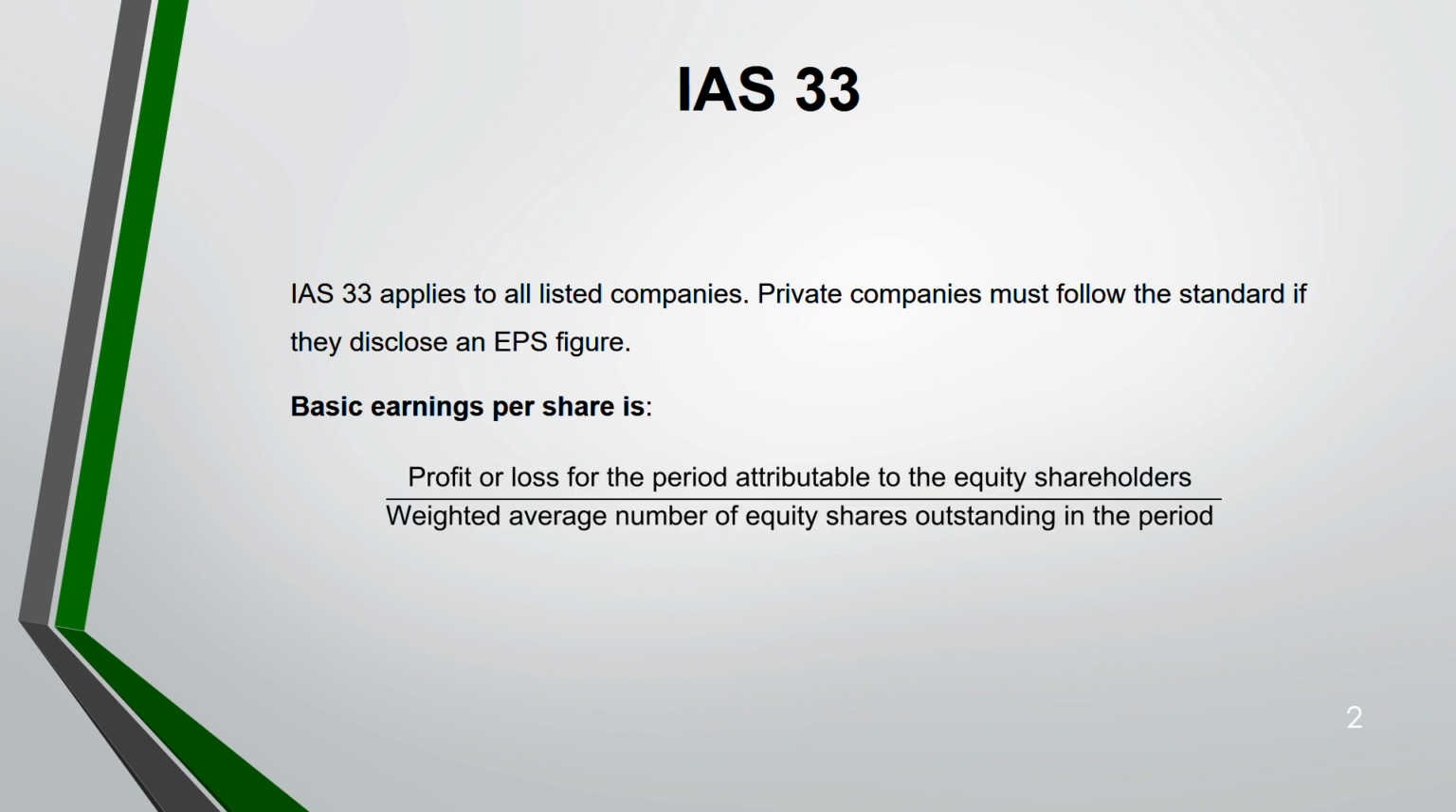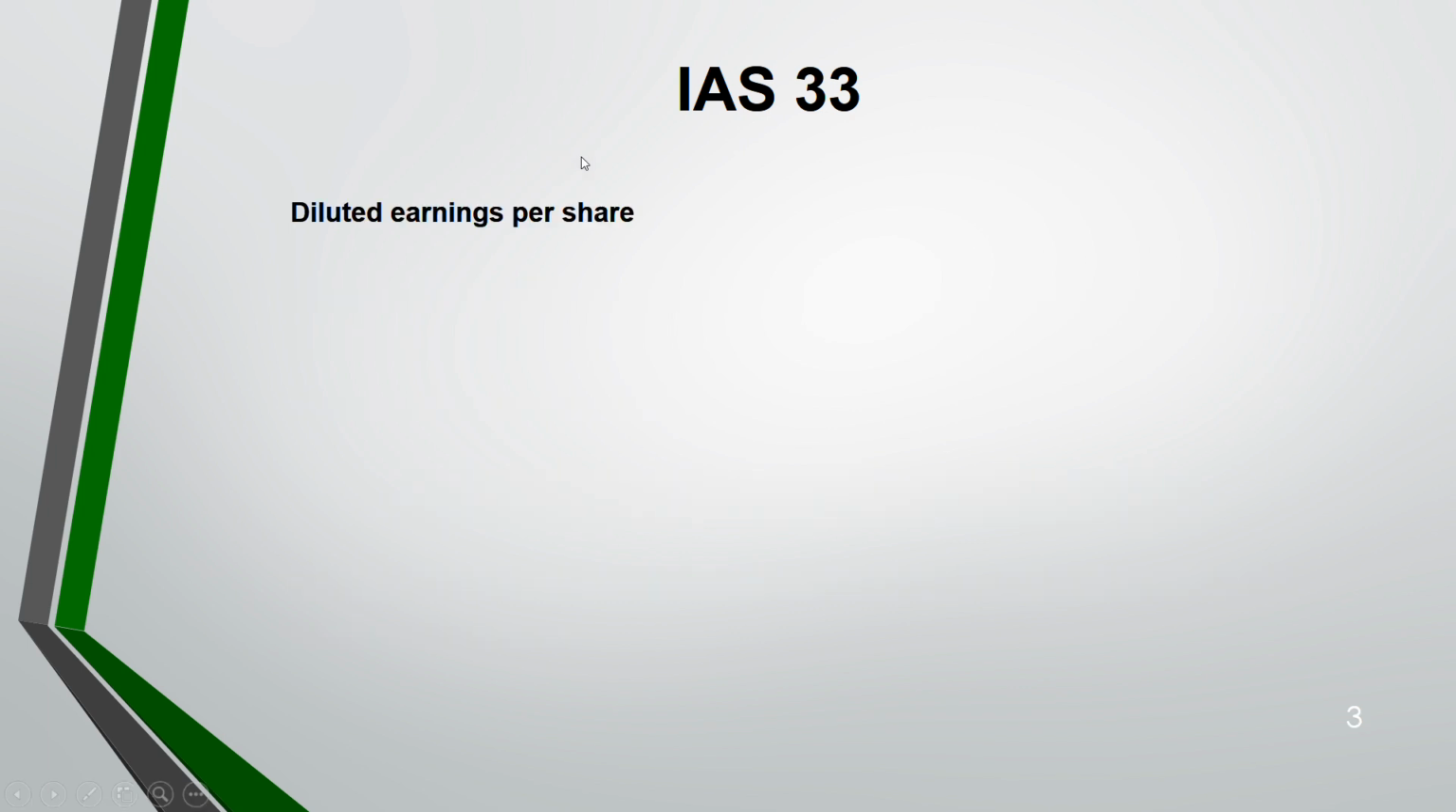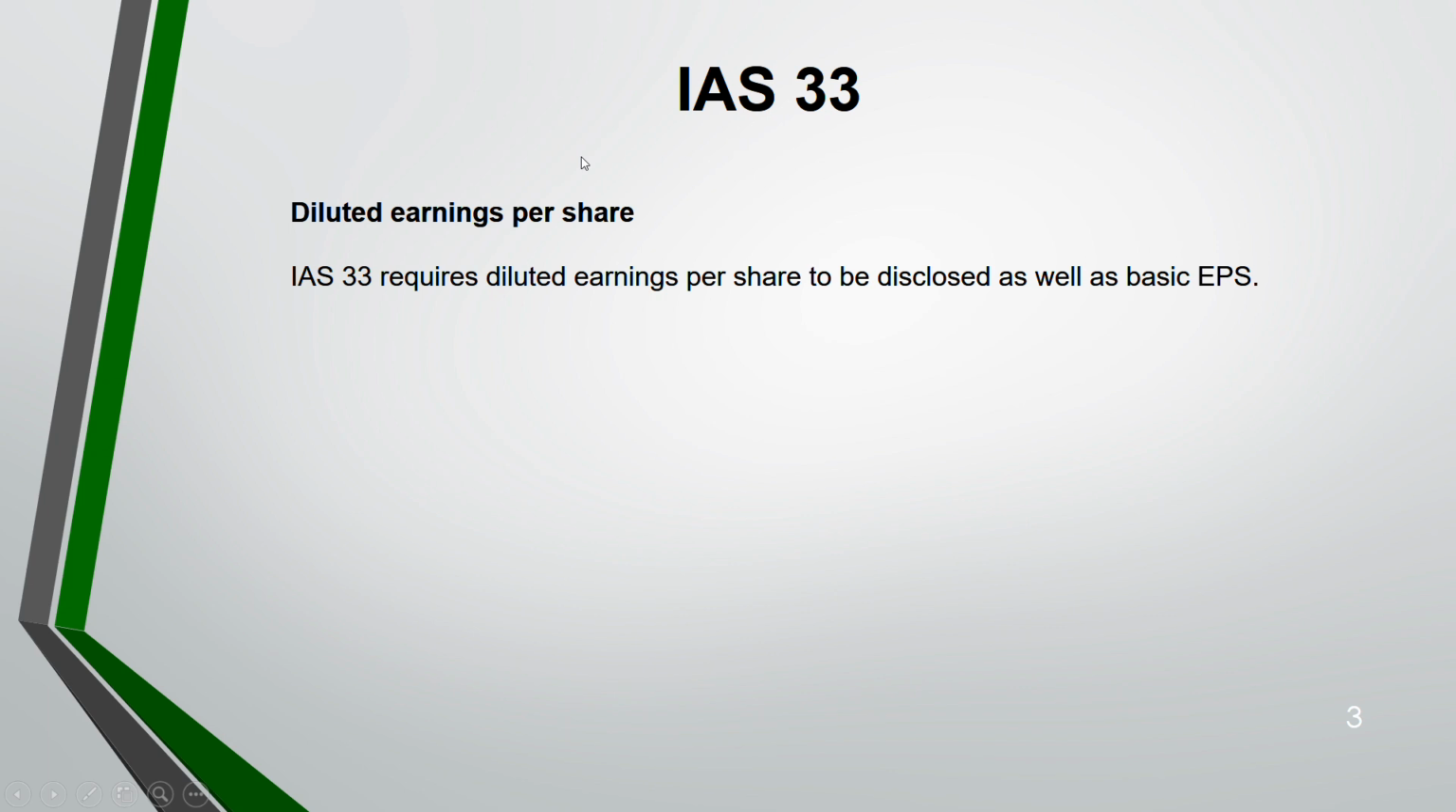Basic EPS is profit or loss for the period, that is for the equity shareholders, divided by the weighted average number of equity shares. The weighted average number of equity shares takes into account when the shares are issued in the year. IAS 33 requires diluted EPS to be disclosed as well as basic EPS.